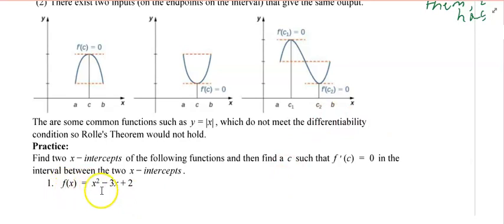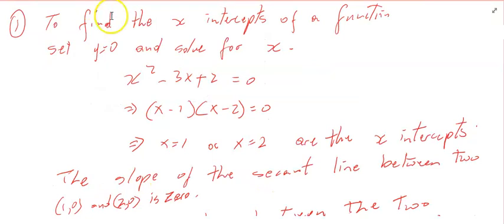f of x is equal to x squared minus 3x plus 2. Here we're trying to find the x-intercepts of the function. We know the x-intercepts occur when y equals 0, and solving for x. So x squared minus 3x plus 2 equals 0. If we factor that, x minus 1 times x minus 2 equals 0. Solving for the two factors, x equals 1 and x equals 2. So these are our x-intercepts.